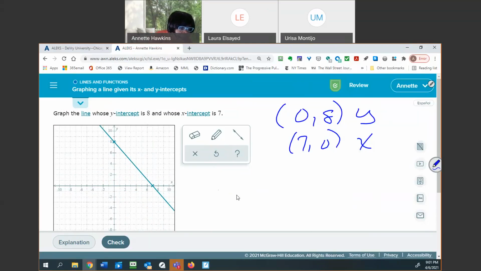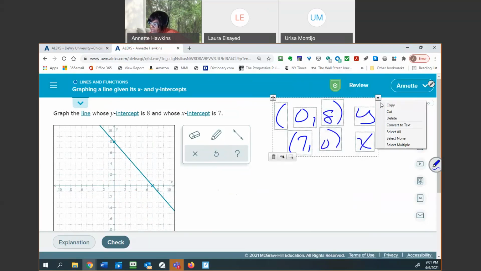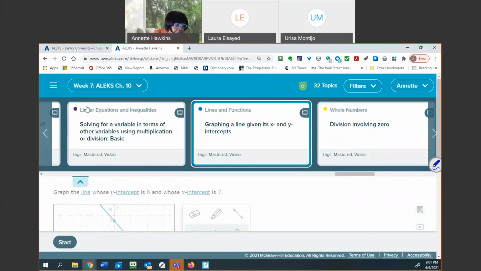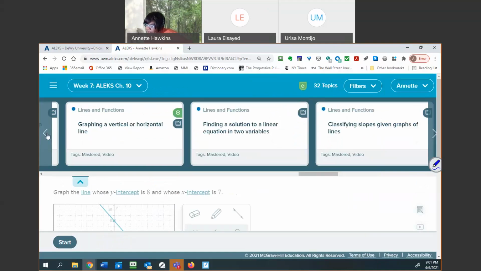All right, they gave us the X and Y intercept this time. Now we have to find them and then we have to graph, okay? So we have to find the X and Y intercepts and then graph. All right, so graph by finding the X and Y intercepts.